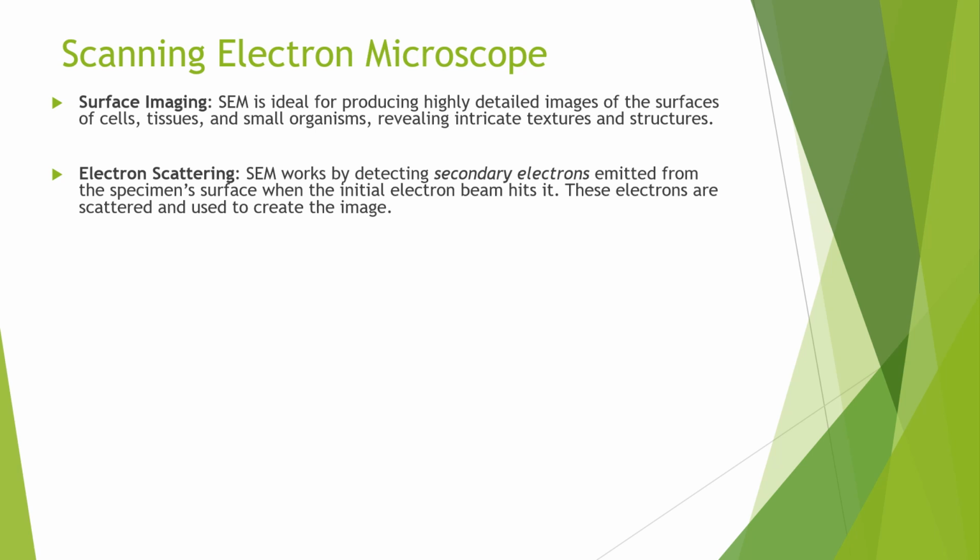The way an SEM works is by using an electron beam to scan the surface of the specimen. When the electron beam strikes the sample, it causes secondary electrons to be emitted from the surface. These secondary electrons are then detected and used to form the image. This process allows SEMs to capture incredibly detailed surface features that we might miss with light microscopes.